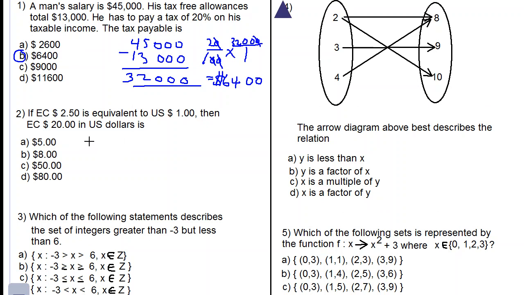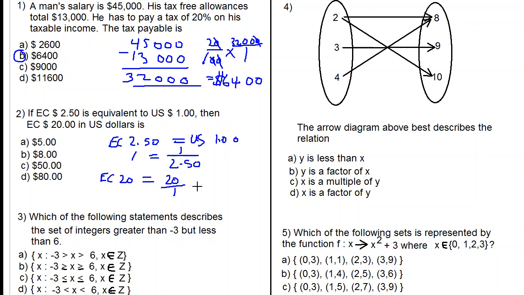Let's look at number 2. If EC $2.50 is equivalent to US $1, then $20 EC in US dollars is... So let's set up our three-line statement. So we have the EC 250 being US $1. Okay, 1 EC now will be right hand over left hand, 1 over 250, and 20 EC will be 20 over 1 times 1 over 250. Okay, so this would be 20 divided by 250, or 20 divided by 2.5.